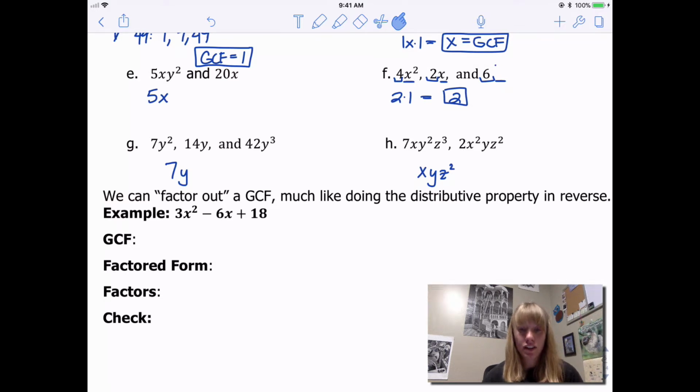H has a similar thing. 7 and 2 don't have any factors in common, but if I look at x's, both of those terms have at least one x. They both have at least one y, and then they both have at least 2 z's. It's the greatest number of z's in both of them. So my final GCF is x, y, z squared.